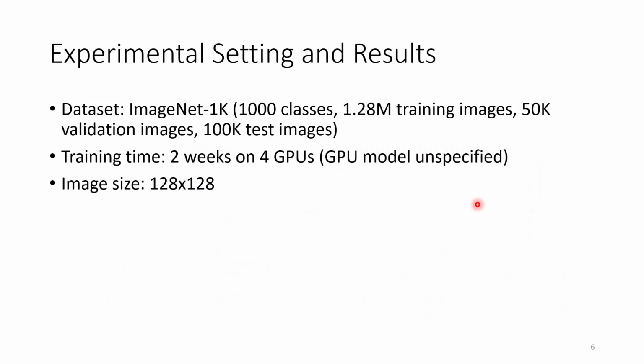They use ImageNet to do the experiment. In the ImageNet dataset, there are 1,000 classes and 1.28 million training images. They use 4 GPUs and run 2 weeks to generate an image size of 128 square. Why does it take so much time to train the model? Because self-attention is a very computationally expensive step.